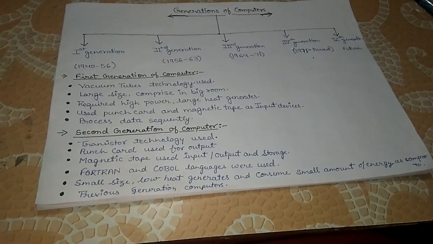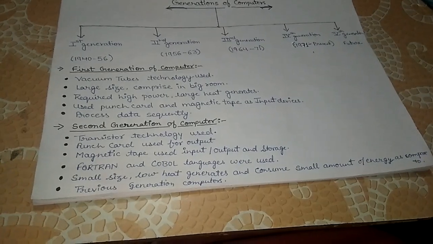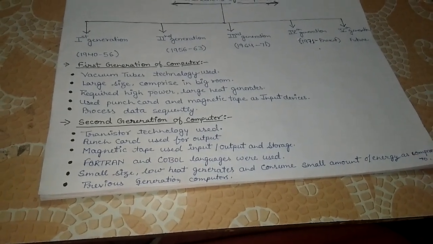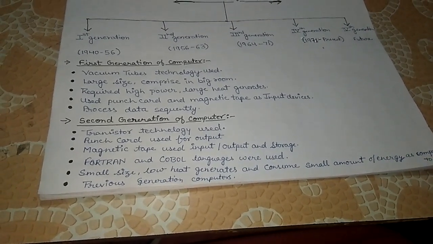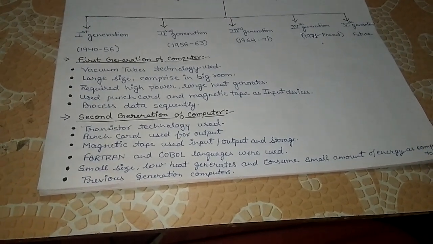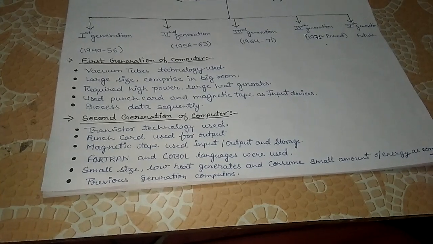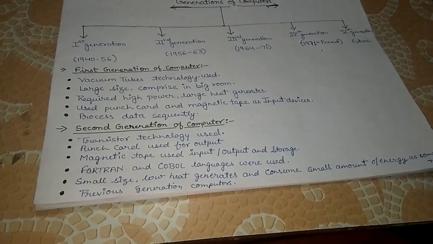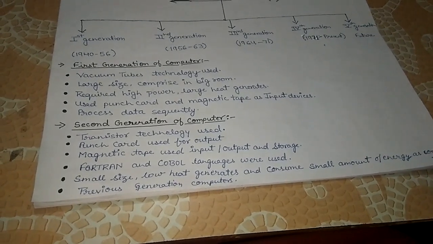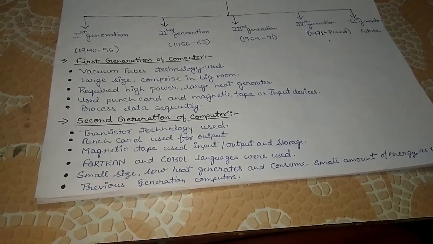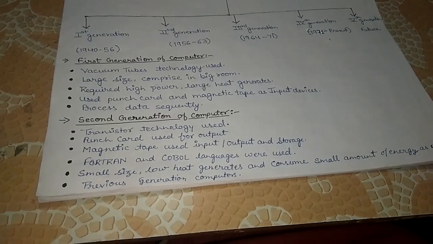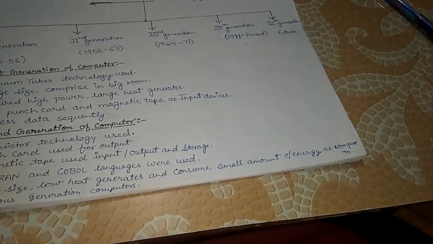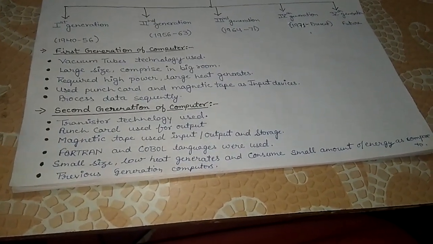Now next, second generation of computer. Second generation computer used transistor technology. Second generation computer used punch card for output. Magnetic tape was used for input, output and storage. Fortran and COBOL languages were used. Second generation computers were small in size, generated less heat and consumed a small amount of energy as compared to previous generation computer.